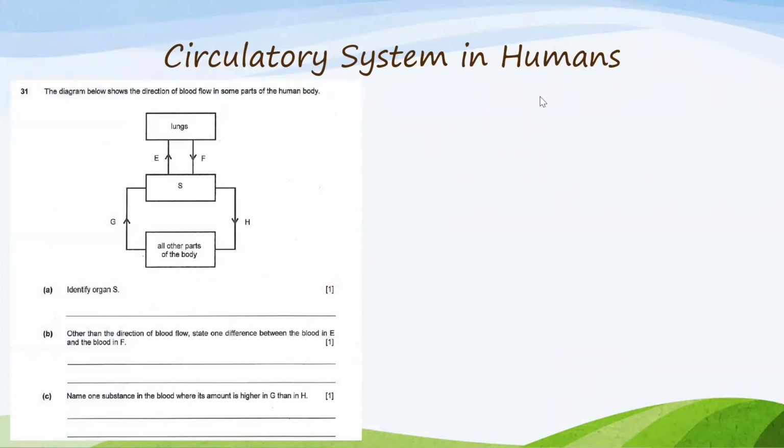All right, this will be on the circulatory system in humans. The diagram below shows the direction of blood flow in some parts of the human body. So this diagram is very popular. They either like to put this diagram in an MCQ question or in a section B question. Sometimes they will label all of the different parts of the circulatory system, but sometimes it's like this. They don't label all of it, and then they will put arrows for the direction of blood flow and label them with letters. In this case, we have E, F, G, and H.